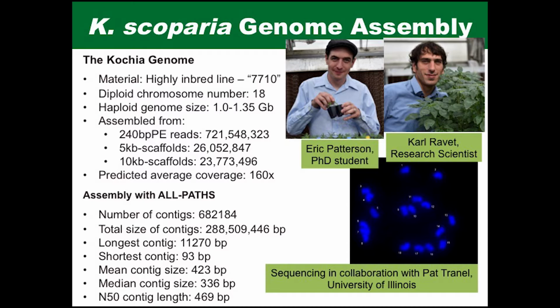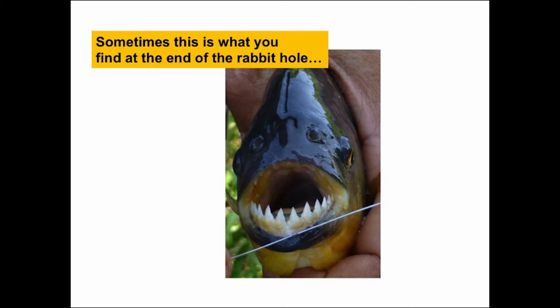This is an assembler called AllPaths, which is a good assembler. And you see here we got 682,000 contigs. The longest one was 11,000, and on average they were 400 bases. So we're talking about a 1 billion base pair genome, which we've split up into 400 base pair chunks. So that's not very helpful at all. And it tells you sometimes when you go down the rabbit hole, you might not like what you find. But maybe you can turn this fish into a tasty soup. That's what we're working on.